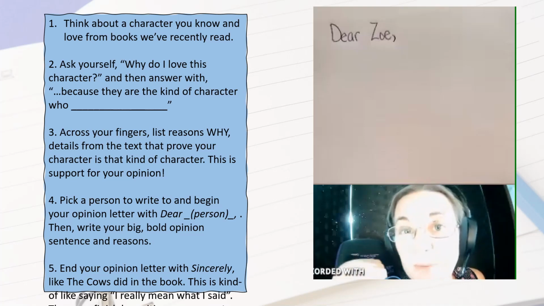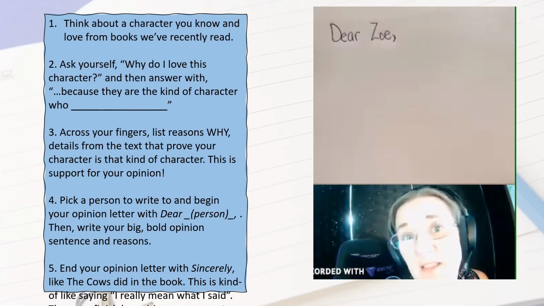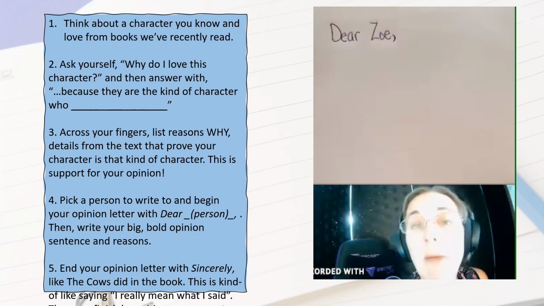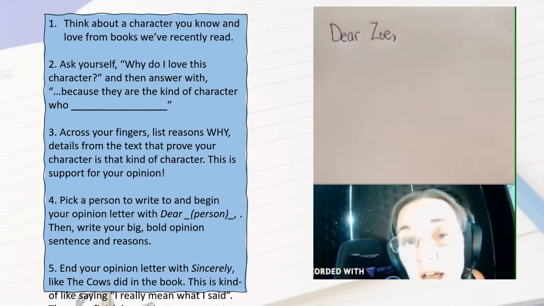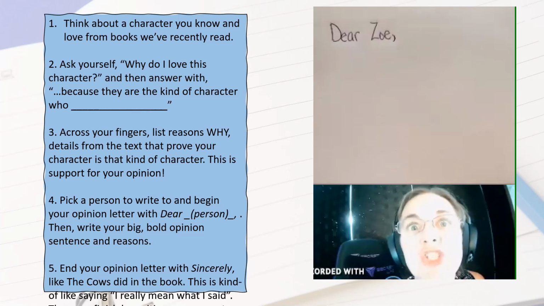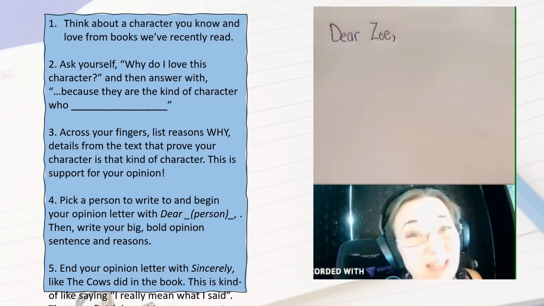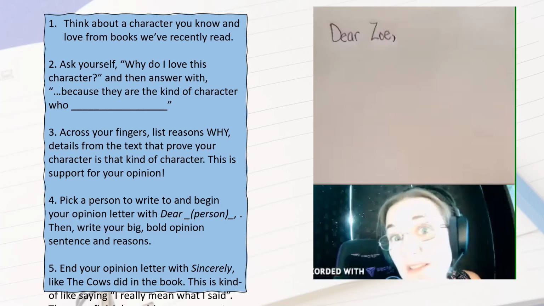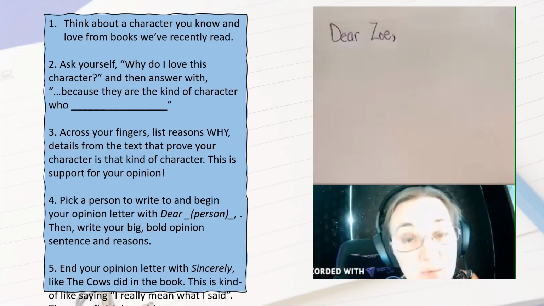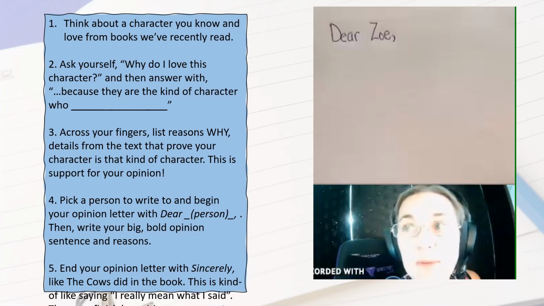Then I do my big, bold opinion, just like we've been practicing throughout Module C. My bold opinion is I love the character of Yasmin because she is so creative. Notice that's how I think or feel about Yasmin. That's what makes that my opinion. You might disagree. You might think Yasmin is not creative, and that's okay because that would be your opinion. So I'm going to write my opinion next.